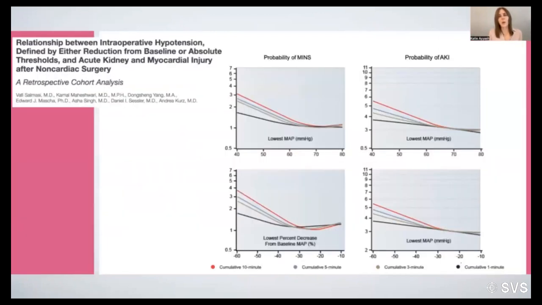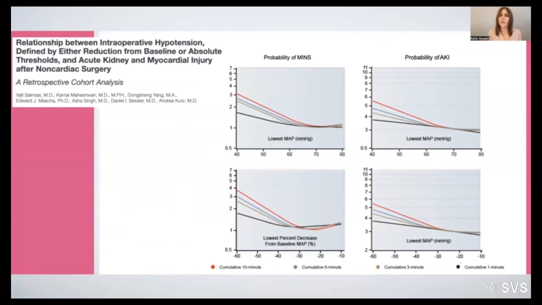And this was echoed by work by Salmassi. What they did is they plotted the MAP against the risk of outcomes. So when the MAP was less than 65, or there was a decrease of blood pressure of 20% from baseline, the risk of AKI and myocardial injury increased below these thresholds.